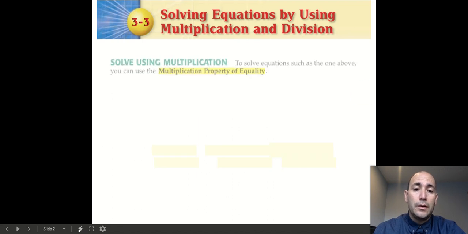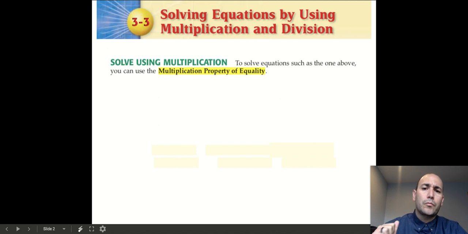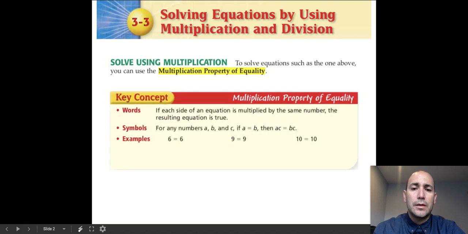A couple of key things to remember: just like before, where we used the addition and subtraction properties of equality, this is going to lead us into the multiplication and division properties of equality. So here's the key concept. If each side of an equation is multiplied by the same number, it results in an equation that is true.